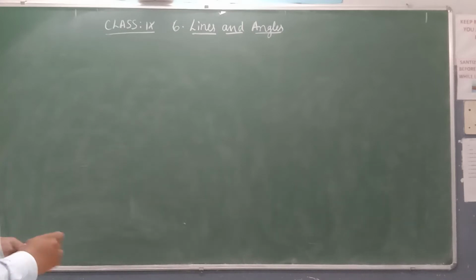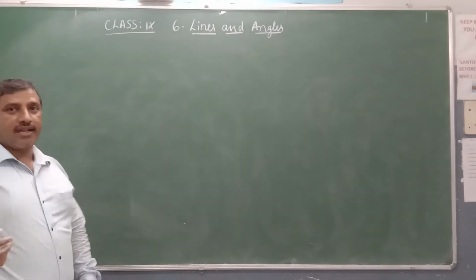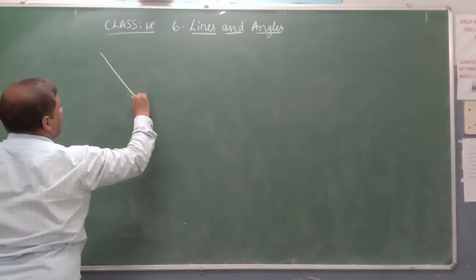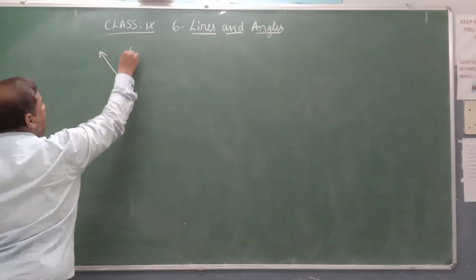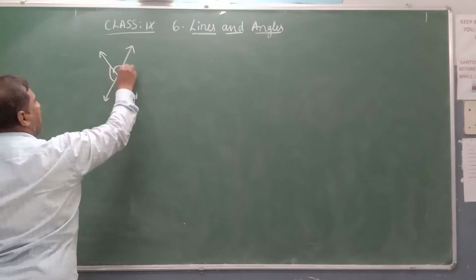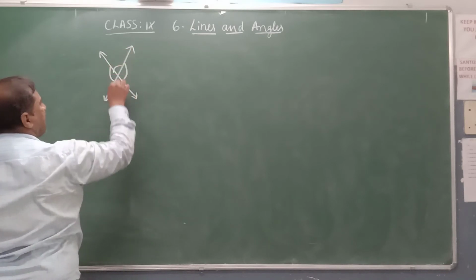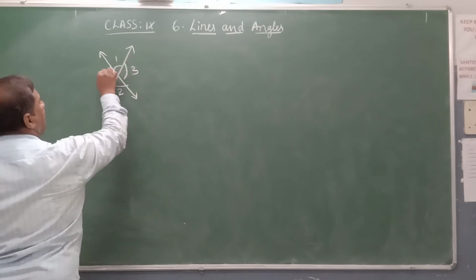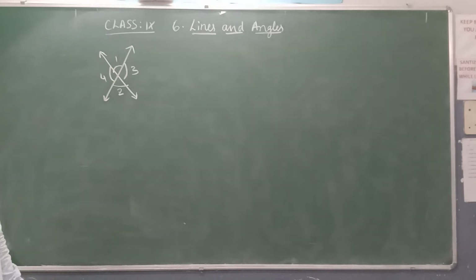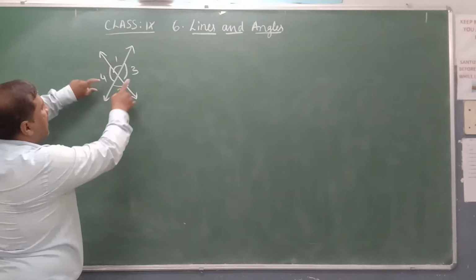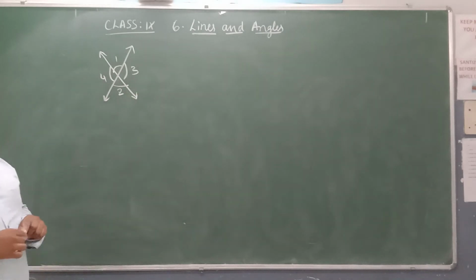Now we will continue with a few more angles, like vertically opposite angles. When two lines intersect each other, how many angles are formed? 4 angles are formed. And there are two pairs of opposite angles, like angle 1, 2, 3 and 4. Here angle 1 and angle 2 are opposite to each other, and angle 3 and angle 4 are opposite to each other.